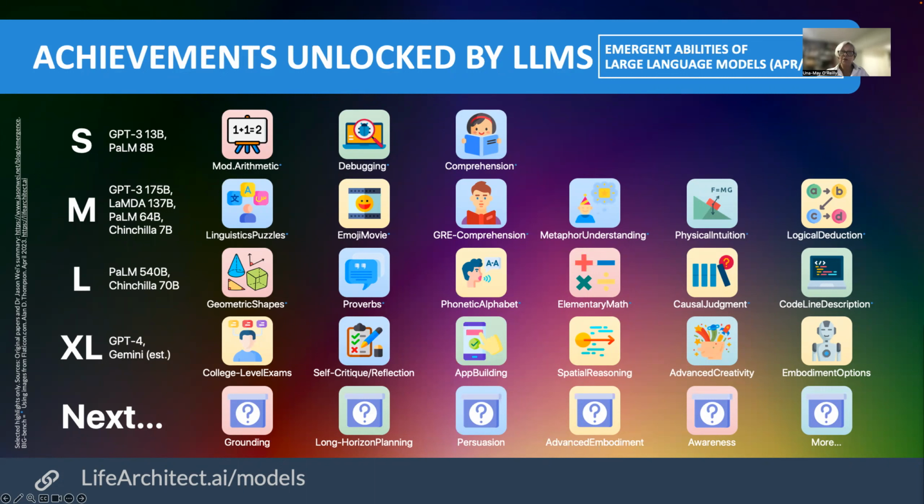Now, what is the case for paying so much attention to foundation models? Well, clearly, one big reason is their startling advances. I like this slide from Life Architects because it has a row for models of different parameter and training set complexity. And on each row, it shows some of the new achievements of these models. There's achievements along a large swath of activities, like linguistic puzzles, reasoning about shapes, causal judgment, reflection, logical deduction, coding, spatial reasoning, even college level exams, the bar exam. So you can talk to these models and they largely respond very well along a huge set of dimensions. That's why we're paying so much attention to them.